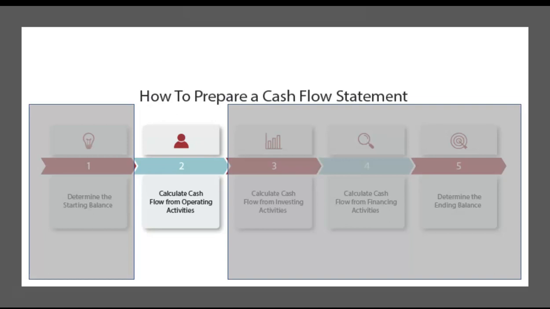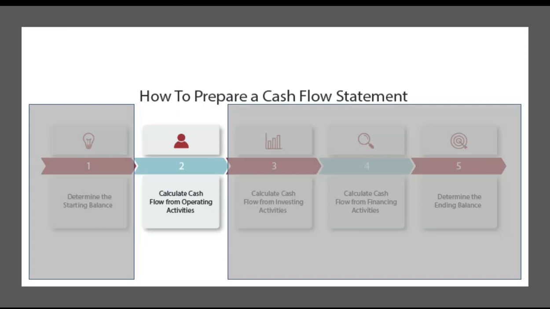Second, calculate cash flow from operating activities. Once you have your starting balance, you need to calculate cash flow from operating activities. This step is crucial because it reveals how much cash a company generated from its operations. Cash flow from operations is calculated using either the direct or indirect method.